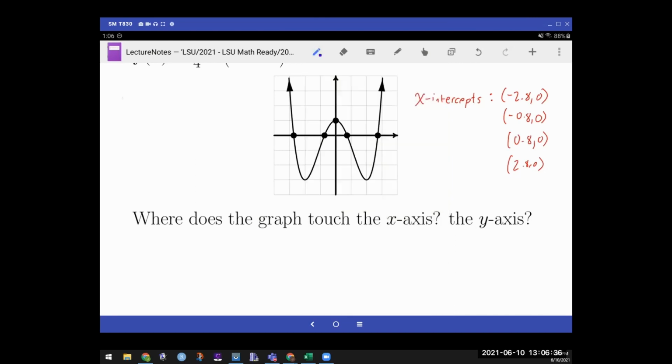The y-axis, where does the graph touch the y-axis? That will be the y-intercept. Not intercepts, intercept, because there's only one. Right there at 0, comma 1.